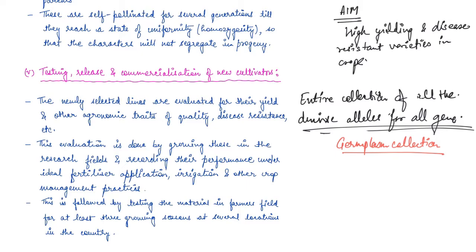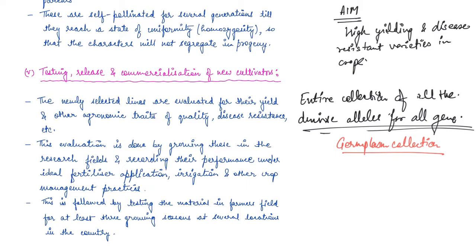We basically evaluate the new lines, right? We evaluate them as per the yield, the quality, disease resistance, and all that. Once we see that yes, it's good in all those things, then we grow it in our research fields. We keep growing it in our research field. We record their performance under different types of fertilizers to understand what is the ideal fertilizer to be used, what kind of irrigation system to be used, what are the crop management practices to be used.